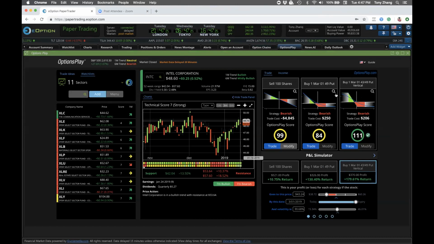And what we have below here is a P&L simulator. This is really where we calculate the Greeks for you. All you have to do is input where you think the stock will go, when you think it'll hit that price, and the volatility that you expect it to have at that time, in order for us to calculate delta, theta, and vega for you, so that you get just the end result, which is what you're looking for: how much profit or loss you'd actually expect from each one of these 3 strategies. So let's go through an example here.